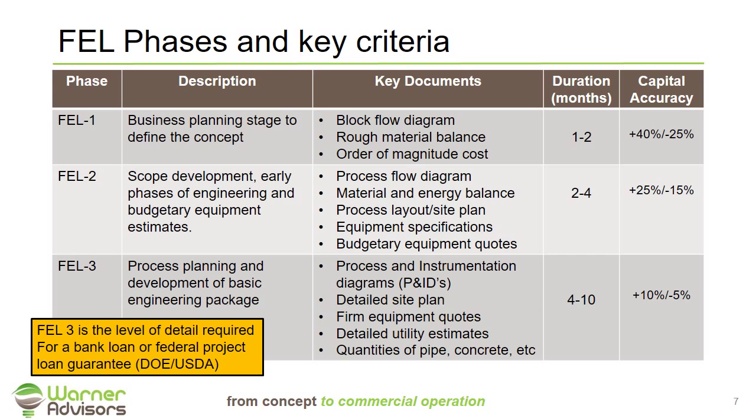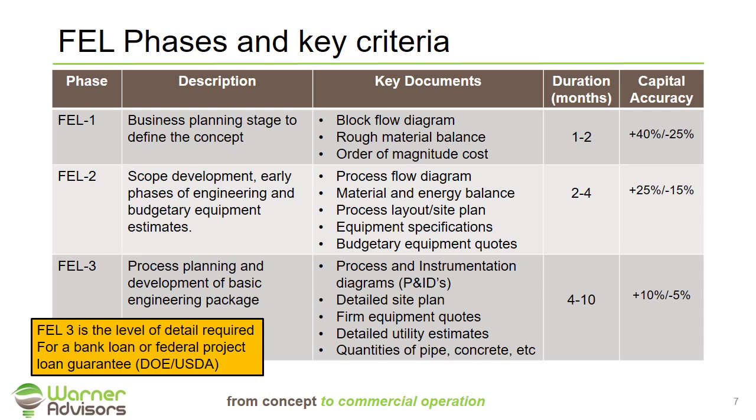Now this FEL3 is very important as this is the level of detail required for a bank loan or a federal loan guarantee, say a DOE or USDA loan guarantee. So if you're thinking of financing your project through any of these three mechanisms, it's very important that you understand this is the level of engineering detail that will be required. I've seen entities often develop these loan guarantee packages only to be disappointed after having paid a large fee for submitting the application to find out their engineering detail was not sufficient to be selected or moved forward. So if you're going down one of those project financing routes, it's very important to understand this process.